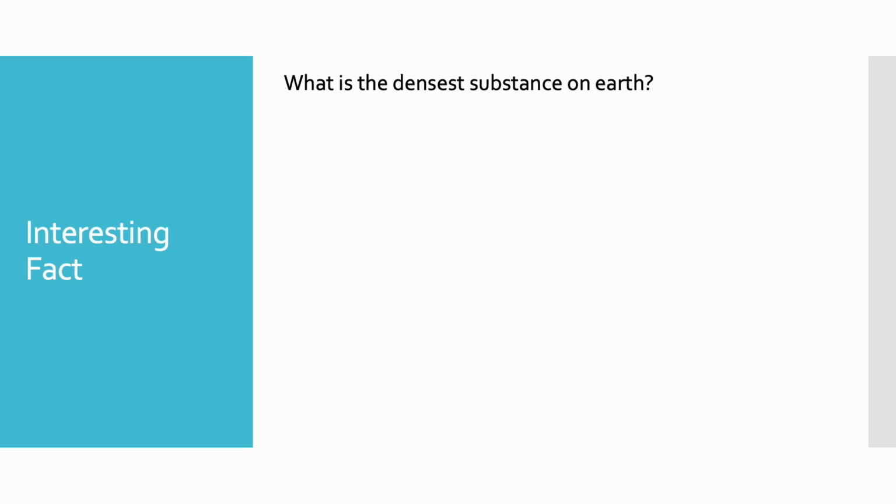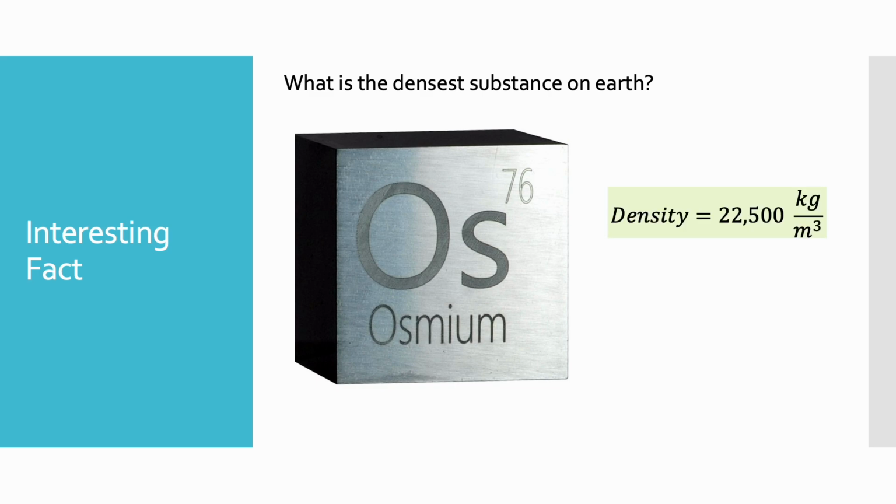Let's start with a fascinating fact now. Do you know what the densest naturally occurring substance on Earth is? It's called osmium. It has a density of 22,500 kilograms per cubic meter. That means in a cube just 1 meter on each side, osmium would weigh more than 22 tons. It's a bluish white hard metal and one of the rarest elements on Earth. This shows how density can vary greatly from one material to other.